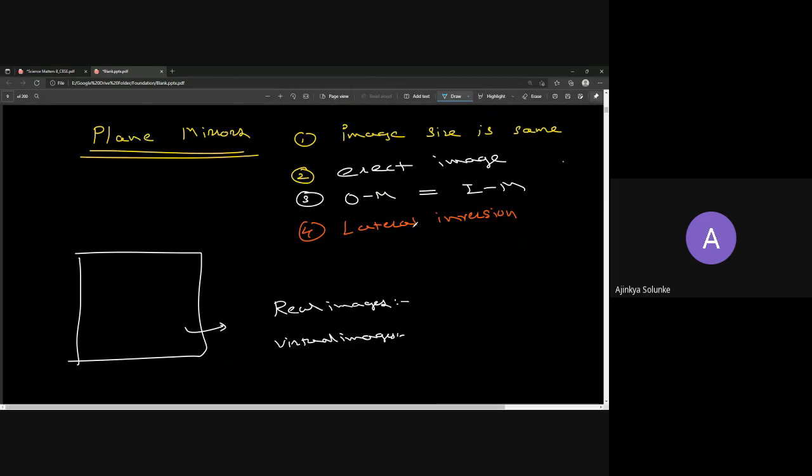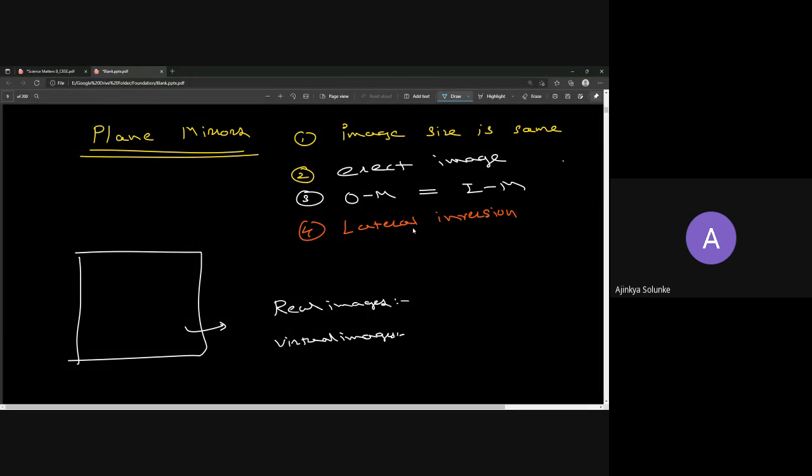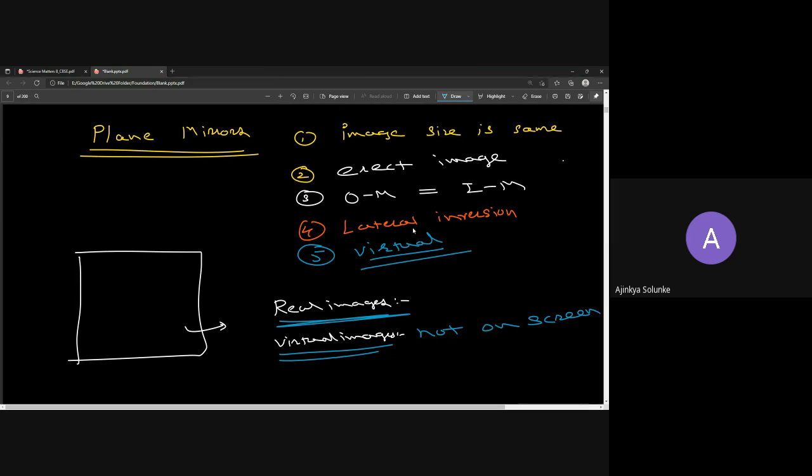So if you are not able to get an image on the screen, what kind of image do we have then? Virtual or real? Virtual image. Okay, so we cannot take it on a screen. So definitely that is our last property, that whatever images we are getting, they are virtual. Obviously virtual.